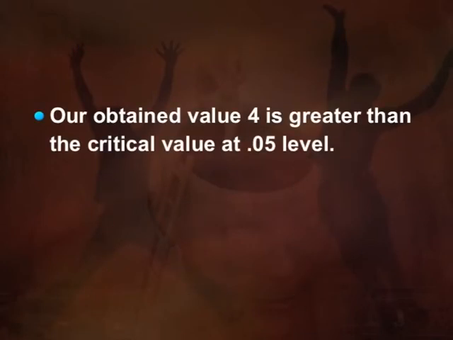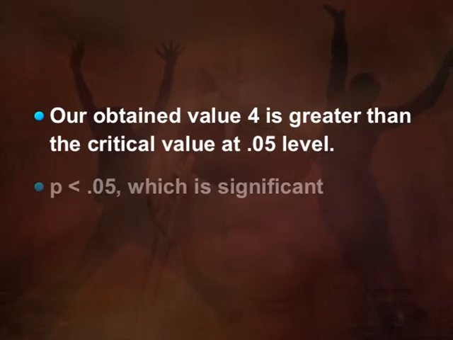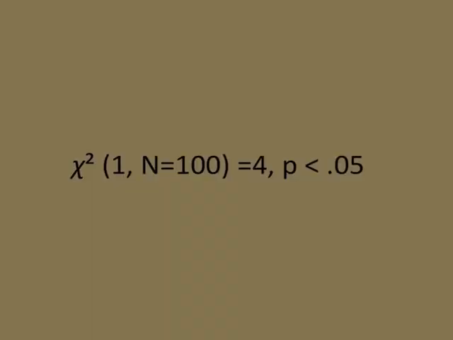Our obtained value, that is 4, is greater than the critical value at 0.05 level, that is p less than 0.05, which is significant. So we accept our alternate hypothesis and reject the null hypothesis. We would say that there is statistical evidence that students prefer pizza over burger, which can be denoted by chi-square open brackets df of 1 comma capital N, which is 100 close brackets equal to the chi-square value 4 comma p less than 0.05.